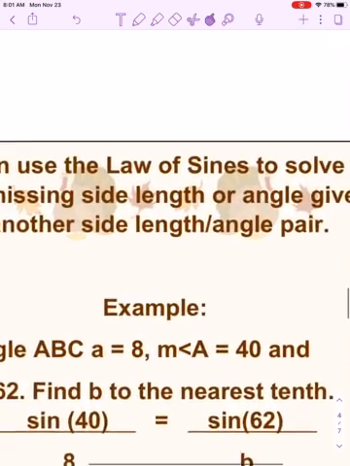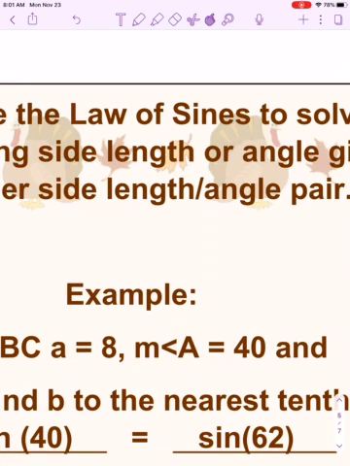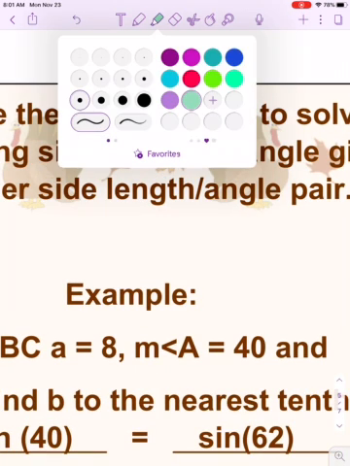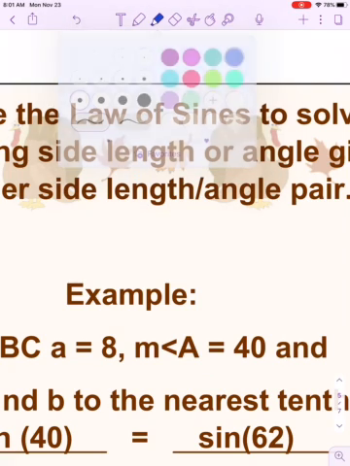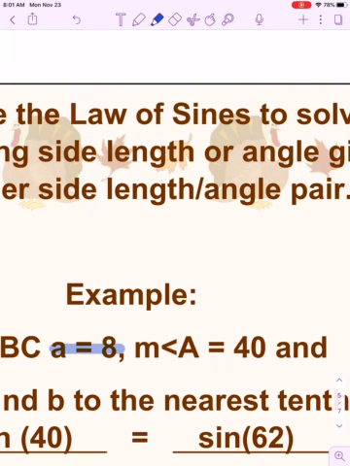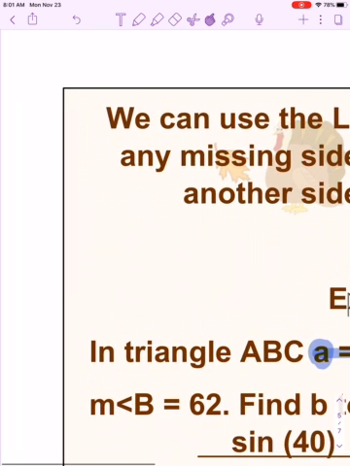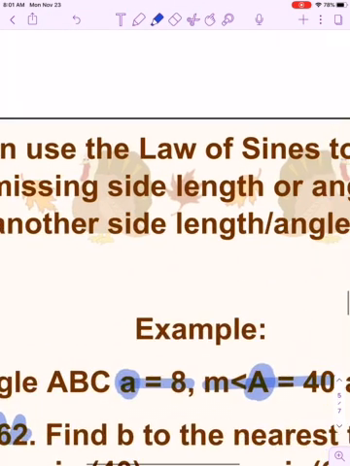This says in triangle ABC, angle A is 40 degrees and side A is 8. So you can see right away you have a side and an angle that match. These are both A's, so that means you're using the law of sines. If you have matching letters, you use the law of sines. And then you have angle B, and you need to find side B.